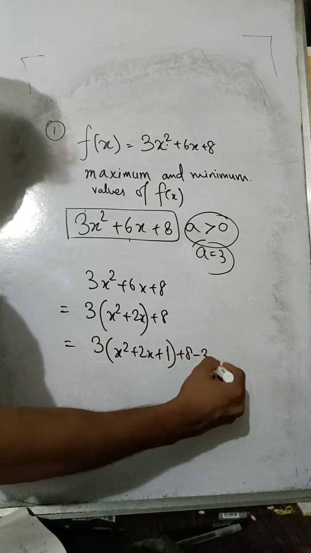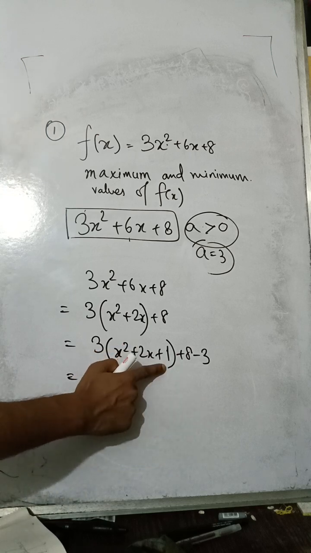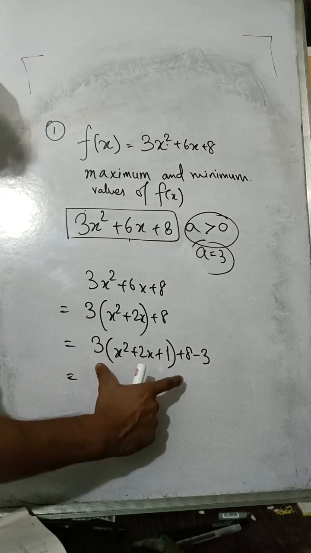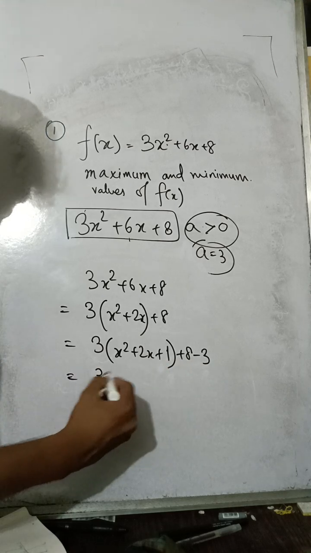So 8, and we will put minus 3. Why minus 3? Because we have added plus 1. But this is not actually plus 1. We have added actually plus 3. Why? This 3 will be multiplied with this 1 and we have added actually plus 3. So to balance that out, we have to negate 3.